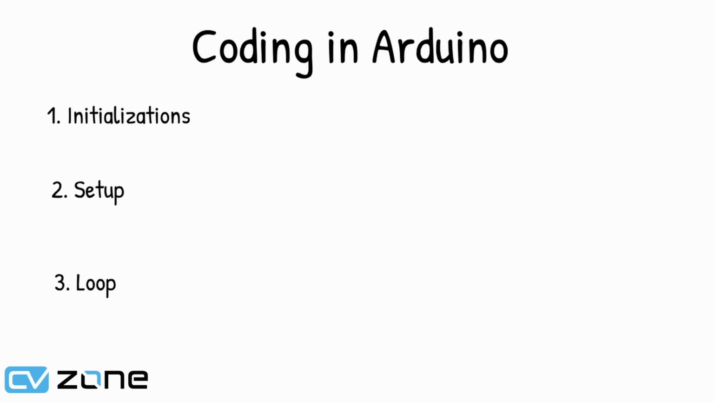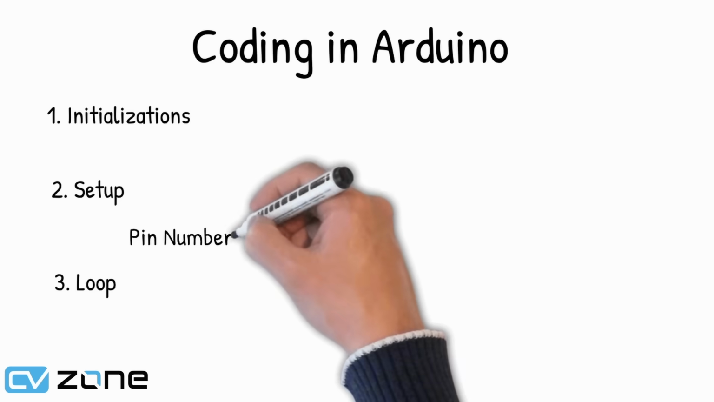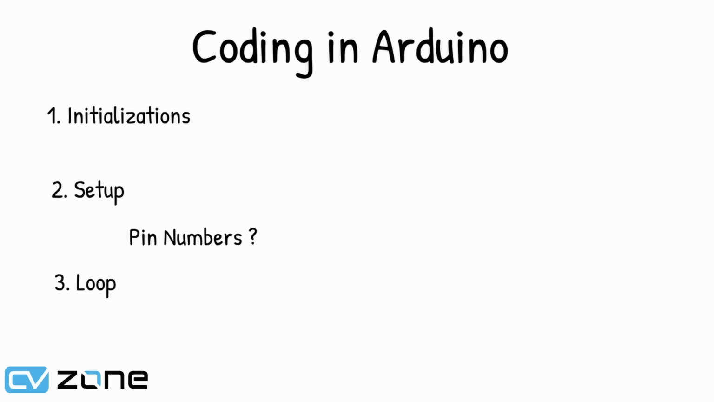The setup is the section where we define which pin numbers our sensors and devices are connected to, and whether they are input or output. This section of the code runs only once. Now, the loop is where we run the main code. It iterates over and over again. So in the case of our LED, we would write the code of turning on and off in this section. So let's write the code.